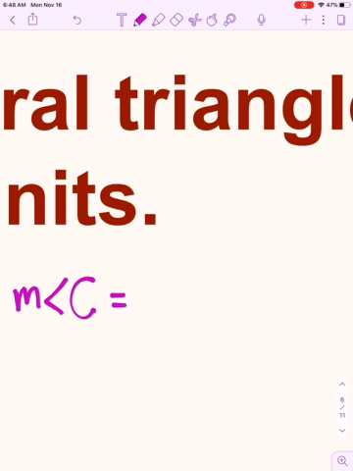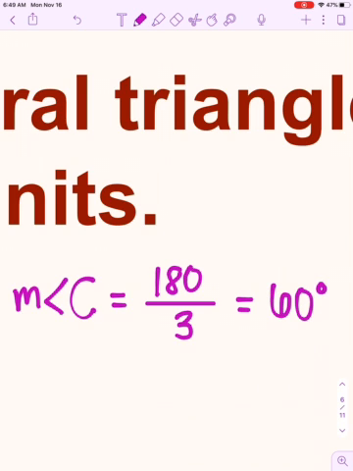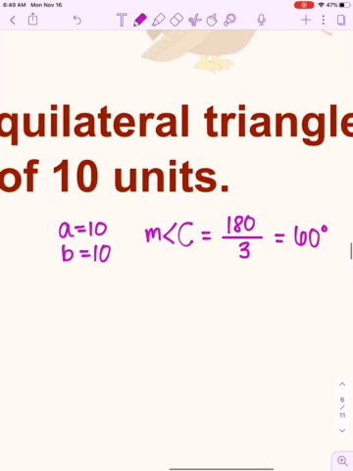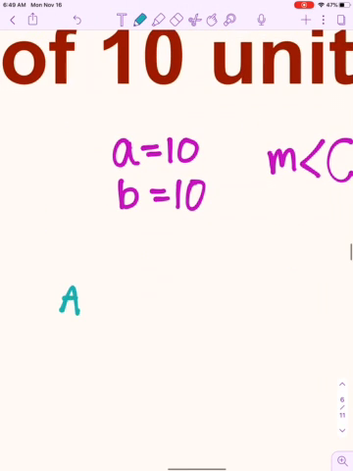Equilateral triangles have all side lengths the same, which means their angles are all the same. So all of the interior angles of a triangle add up to 180. If we divide that by 3 to figure out what one of them is, we get that one angle is 60 degrees. Okay? Once you know that, you just plug it all in.